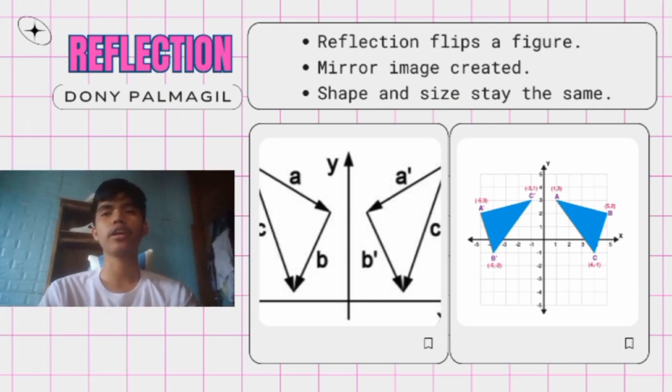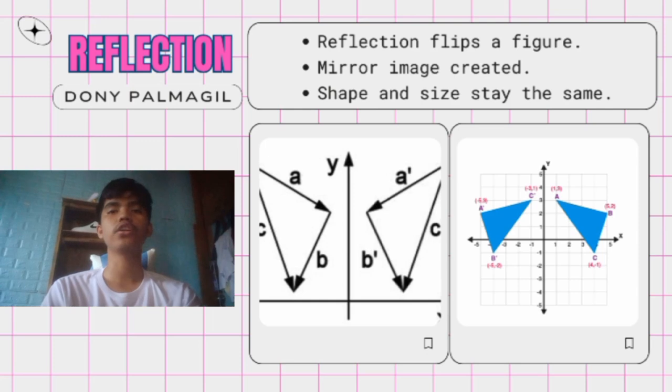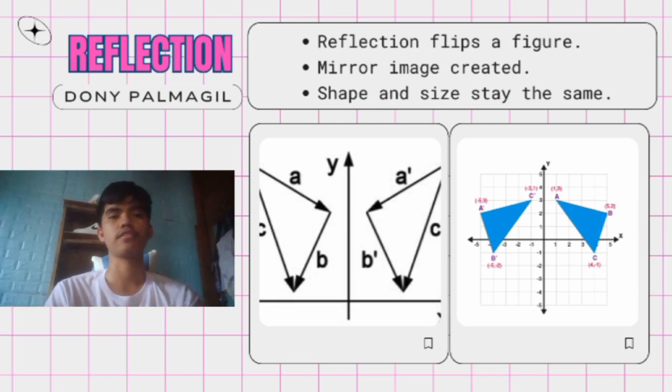Flip a shape to create a mirror image, preserving size and shape. Reflections are used in nature, geometric construction, tessellation, and optical reflections.